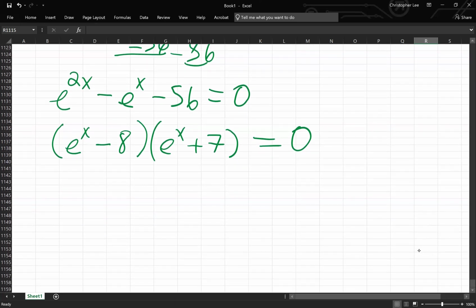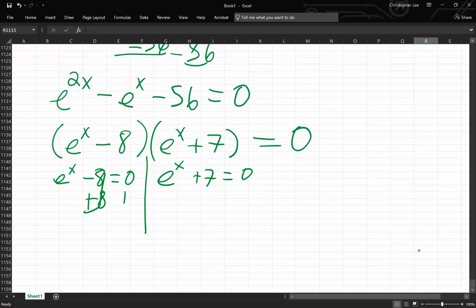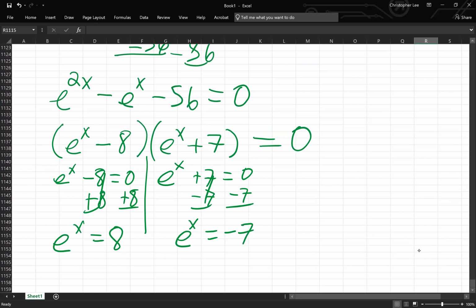Treat it like an x. The e to the x is treated like an x, and it comes out like this. After this, set both of them equal to 0. Now here's the thing, right? Add 8, subtract 7. All right. And then after that, ln both sides, boom, boom, boom, right?